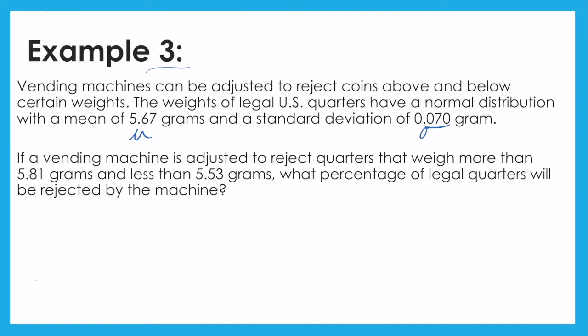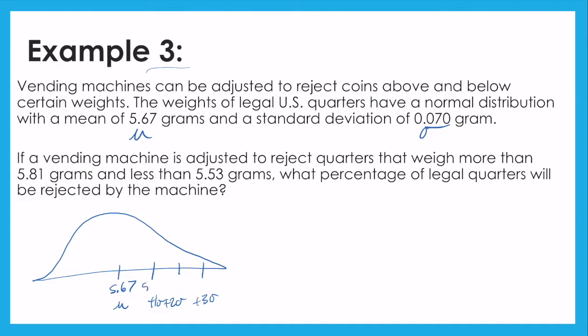Let's draw a normal distribution. My mean is 5.67 grams, and I have to go 1, 2, 3 standard deviations above the mean. So that would give me 5.67 plus 0.07 gives us 5.74, 5.81 when I add 0.07 again, and if I do that a third time, we get 5.88. I have to do the same thing below the mean. So I'm going to subtract 0.07, that gives me 5.60. Subtract again to get 5.53, and subtract one more time to get 5.46.